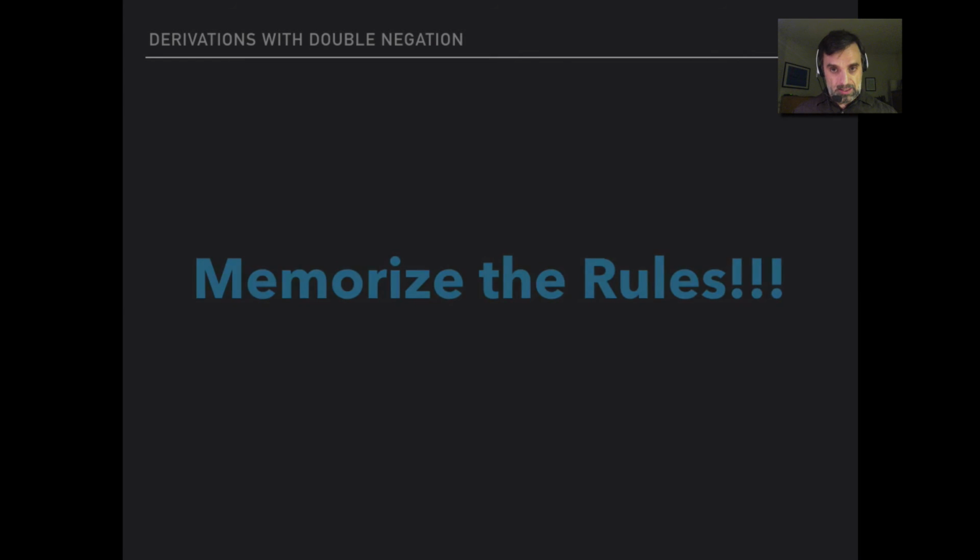Now you want to memorize the rules. It's really important to memorize the rules. If you don't know the rules, then you can't use the derivation system, and you won't be able to do the derivations. And it's helpful to think about the rules in two different ways.